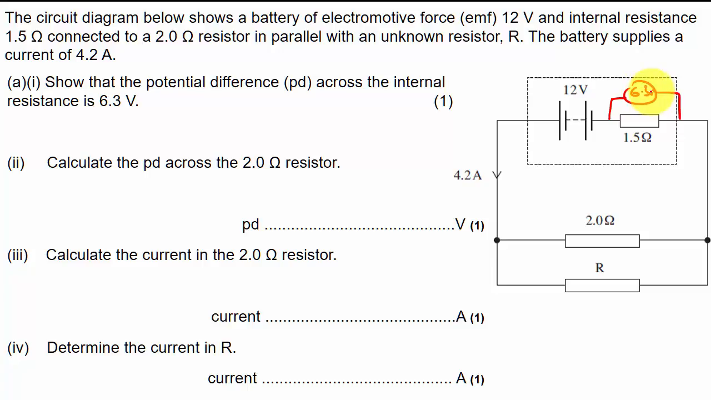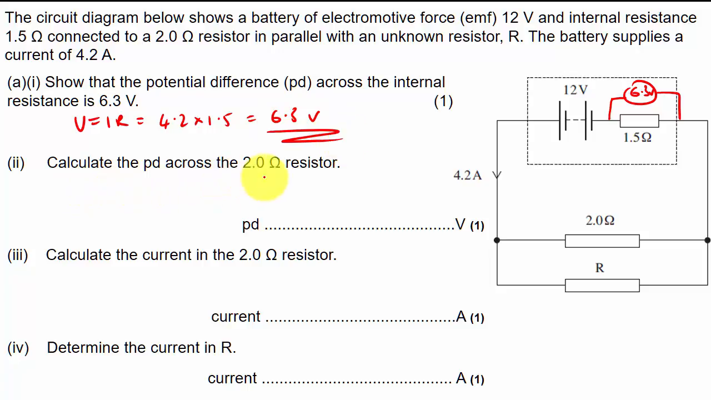So how are we going to do that? Well, the current here is 4.2 amps. It will go in here and split up. We don't know how it will split up, but it will come back, so it will be 4.2 amps here as well. So we do know that the current flowing through this resistor is 4.2 amps, and we know its resistance. So we can just use Ohm's law, V equals IR, sub the numbers in, 4.2 times 1.5, and hey presto, the answer is 6.3 volts.